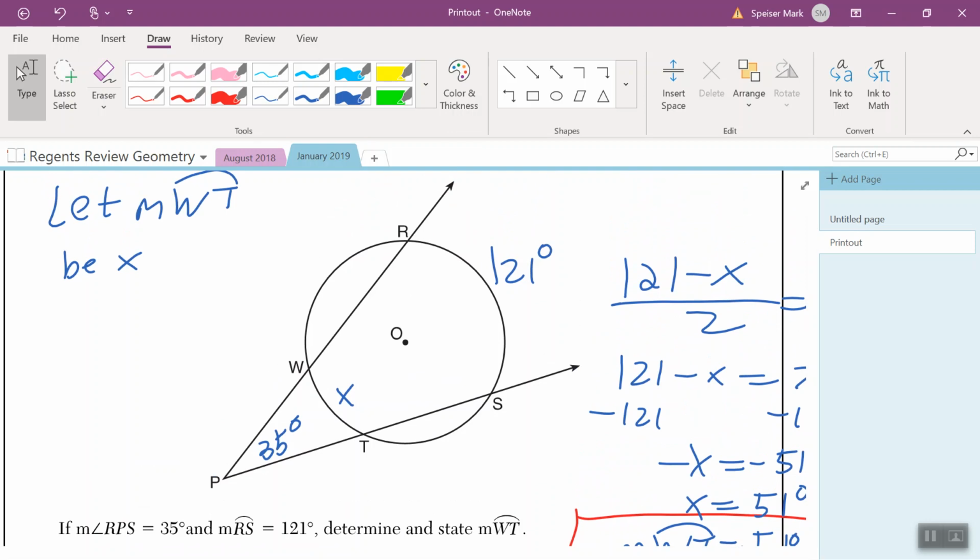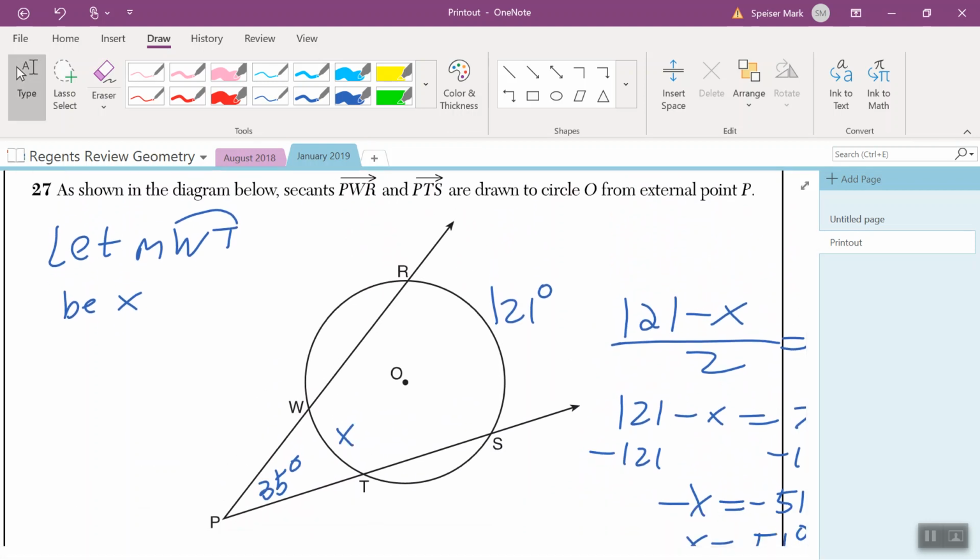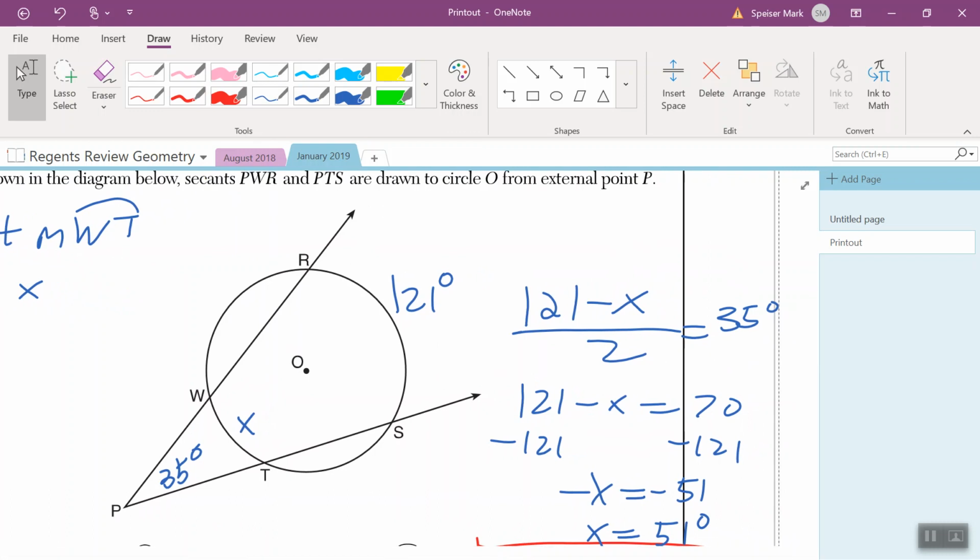WT is an arc. So we let the measure of arc WT be x. Label our diagram x, 121 degrees, 35 degrees. Now if you have two secants, you take the measure of the larger arc outside minus the smaller arc inside, divided by 2 equals the angle outside. So 121 degrees minus x, divided by 2, is 35.